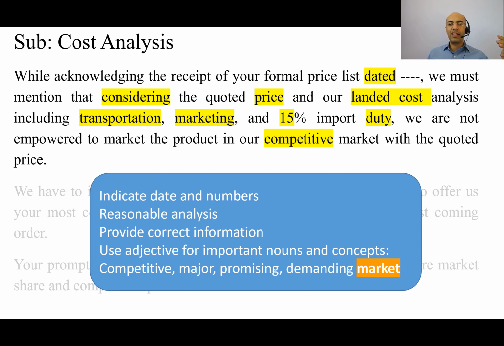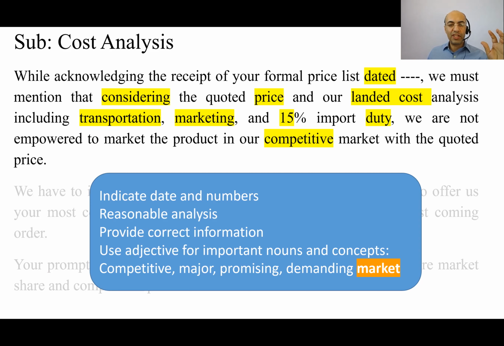The first one is that considering the quoted price and our landed cost analysis. So you define your reason. Why do you want discount? Because you have the price or the quoted price and you have done a cost analysis or a landed cost analysis. We have price and landed cost and total cost of ownership as a purchaser. Here, I have emphasized on landed cost, which means the cost of product, finished cost of product at my own place as the buyer.